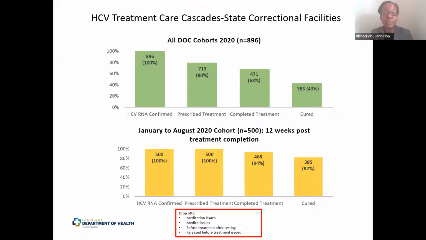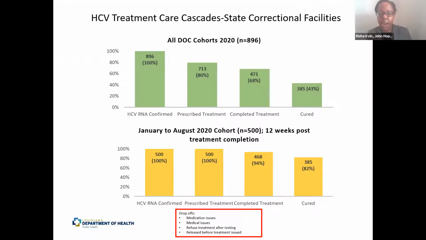This is the HCV treatment care cascade in the state correctional facilities. If you look at the top graph in green, this is all the DOC cohorts in 2020. In this graph, people are at different stages. Some people haven't reached the portion where they would have completed treatment yet, or to be able to check for cure, but we wanted to show where everyone is, if we looked at everyone. So you'll see some drop-offs there.